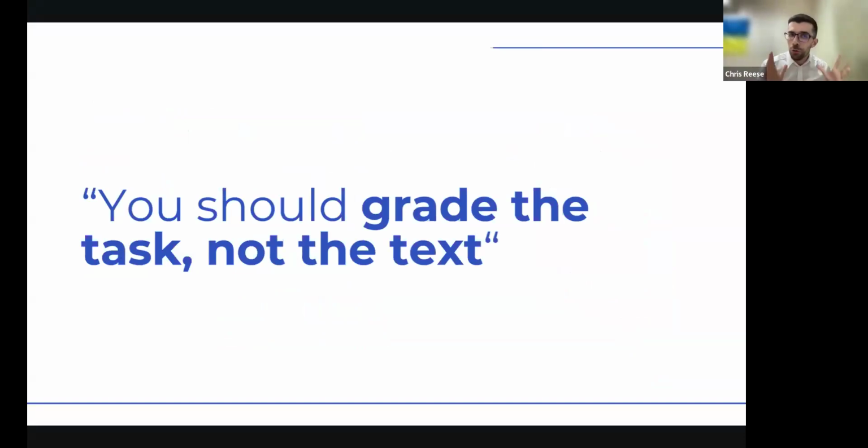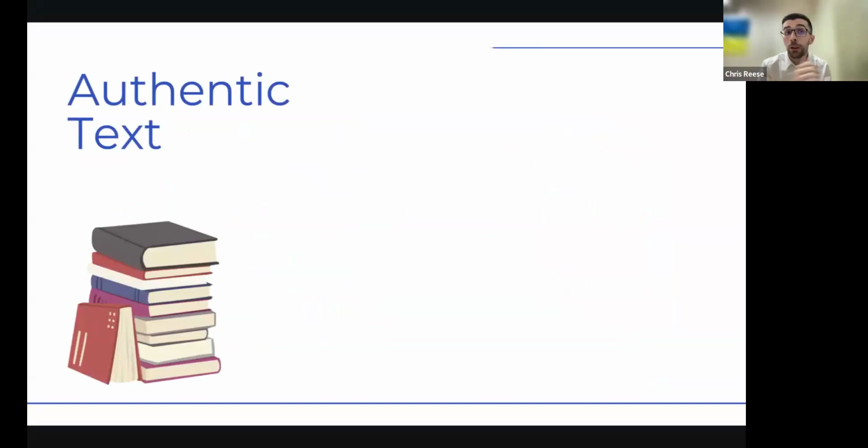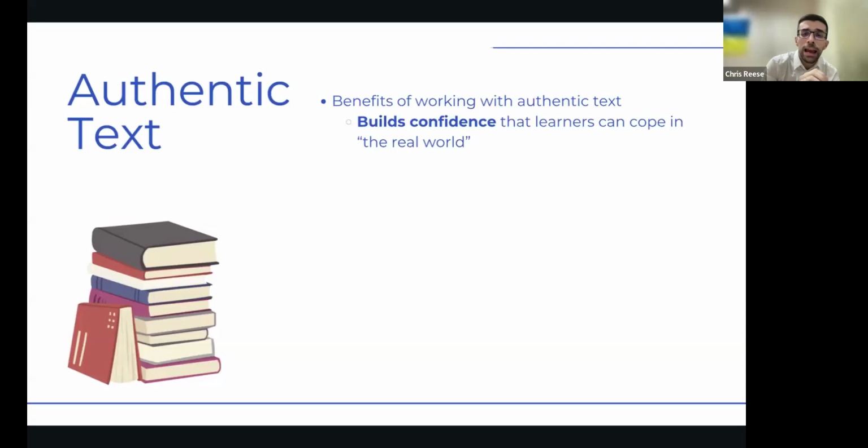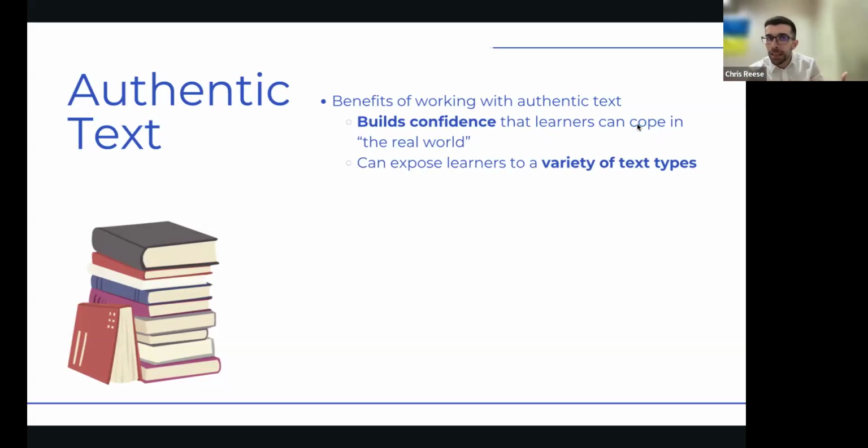Let them be exposed to authentic text. And there are lots of reasons for this. Authentic text has a lot of benefits. Authentic texts can build confidence. Students know, okay, I can read stuff in the real world. I can do more than just what's in my course book. Okay, that's good. They can expose students to a variety of text types. Often what we see in textbooks is very samey, lots of magazine articles and stories and things like this. We don't see a lot of recipes, and we don't see a lot of weather reports, and we don't see a lot of horoscopes in English textbooks.